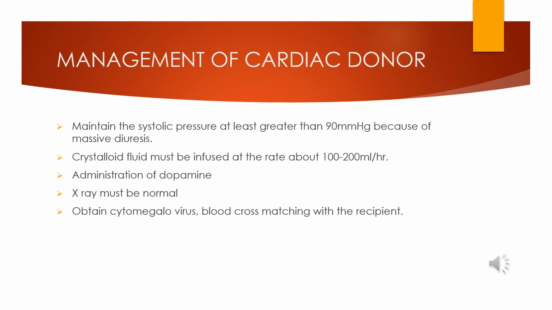Management of cardiac donor. Maintain the systolic pressure at least greater than 90 mmHg because of massive diuresis. Crystalloid fluid must be infused at the rate of about 100 to 200 ml per hour. Administration of dopamine. X-ray must be normal. Obtain cytomegalovirus blood cross matching with the recipient.